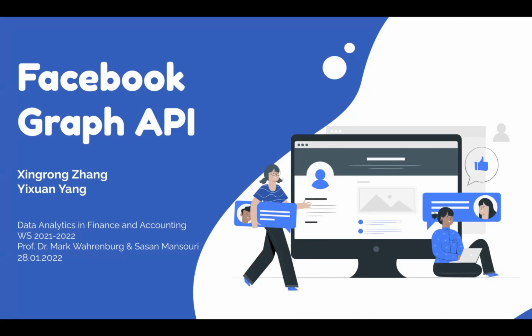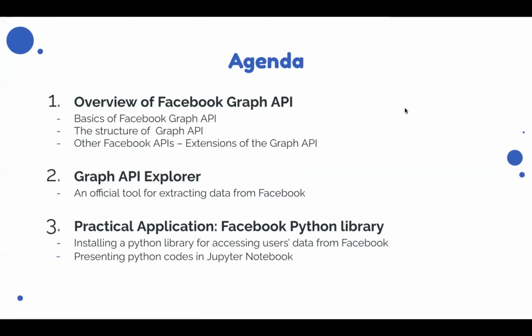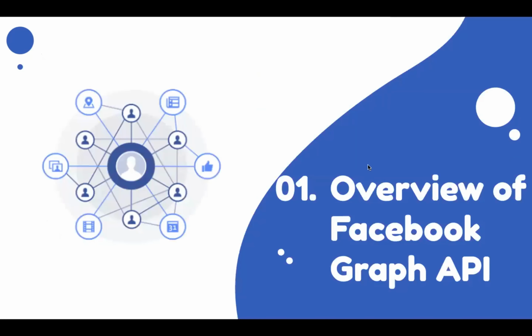Today my colleague Xinrong and I will introduce you to the topic of Facebook Graph API. Our agenda is as follows. In the first part, we will make a brief introduction about the Facebook API, which is also called Graph API. For using this kind of API, Facebook has provided an official tool, which is named the Graph API Explorer. We will explain how to use it in the second part. And in our last part, we will show you some cases about how to use Python to access users' data from Facebook. Okay, now let's go to the first part, the overview of Facebook Graph API.